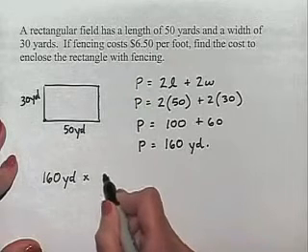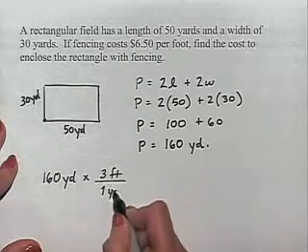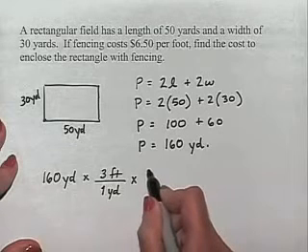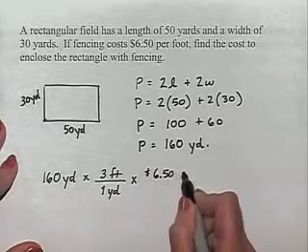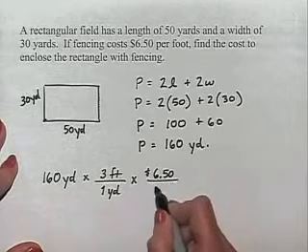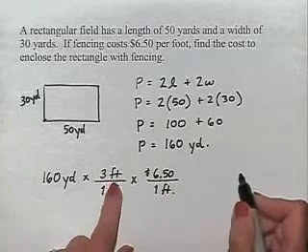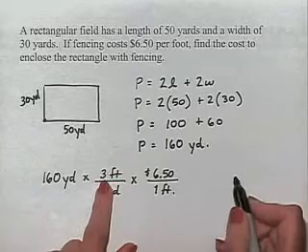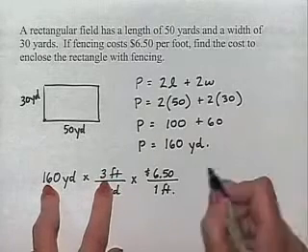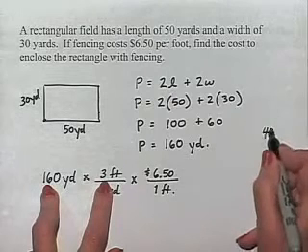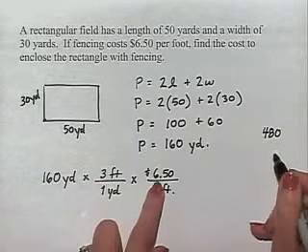multiplied times 3 feet per 1 yard, multiplied times our cost, which is $6.50 for 1 foot. Now, we're going to have to multiply here. And one thing we can notice is if we take the 160 times the 3, we're going to end up with 480. We're then going to multiply that times 6.50.